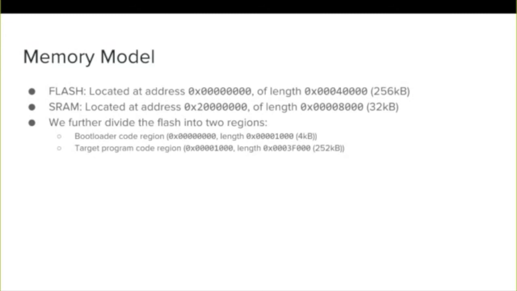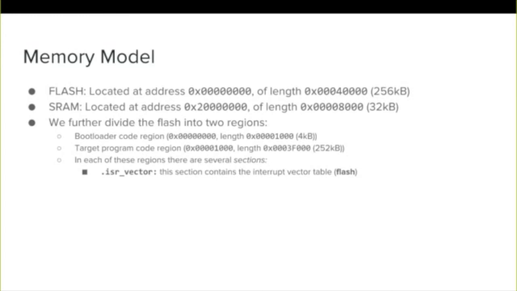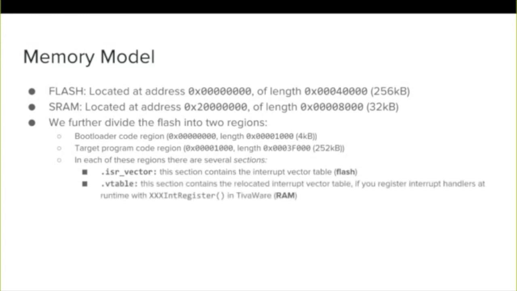All right. Okay. In each of these regions, there are several sections, and I'm building this up to linker scripts. So these words are important. First we have the .isr_vector section. This section contains the interrupt vector table. Remember that table that we used to look up our interrupt vectors? That table is located in the flash, and the section is called .isr_vector. It is aligned with the very beginning of that region, so at address 0 is the first vector in the ISR vector table. Actually, the first vector is the initial stack pointer, but we'll understand that in a bit.